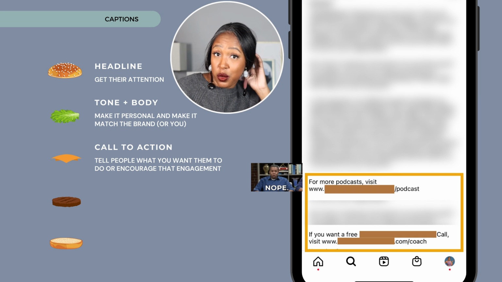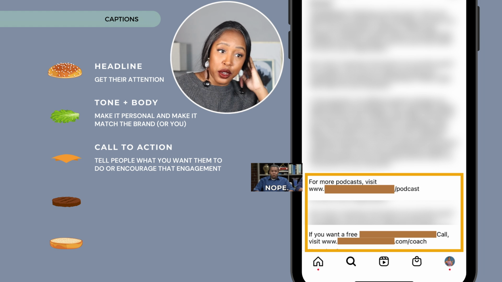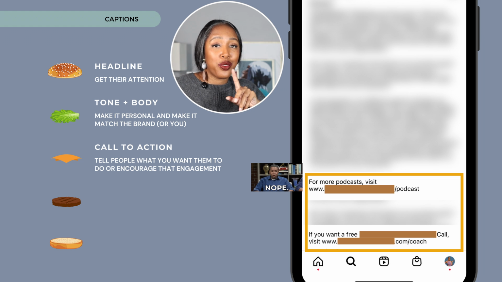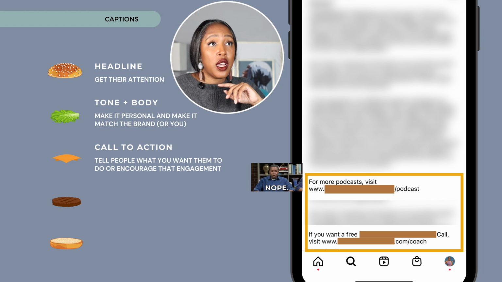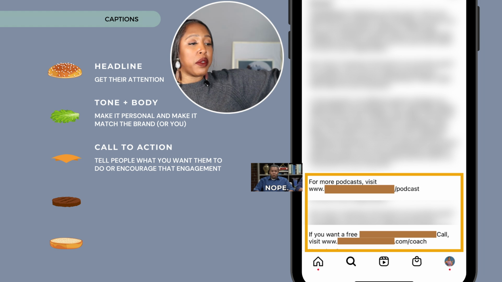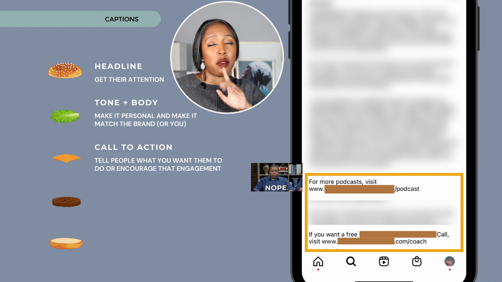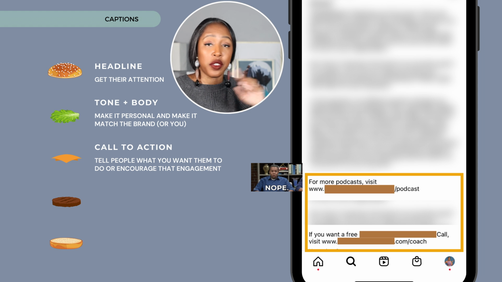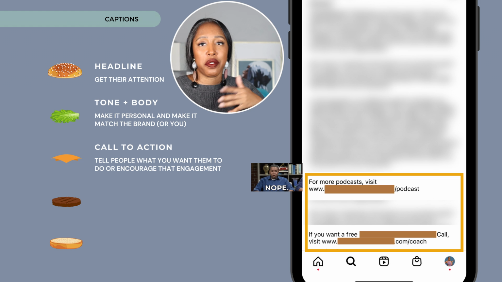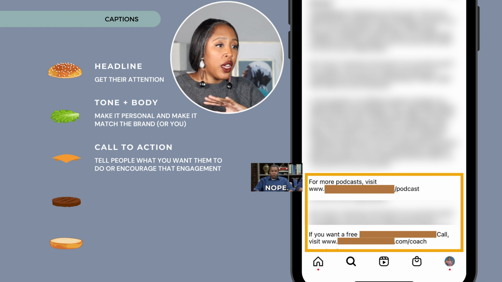So then we have this one. There's a lot of blurring here because I had to do a lot of blurring. But what you'll notice with this one is there's two calls to action. This may be against the status quo. I'm not totally against two calls to action if it makes sense. This does not make sense. So they're saying for more podcasts, visit this website. If you want a free call, visit blah, blah, blah.